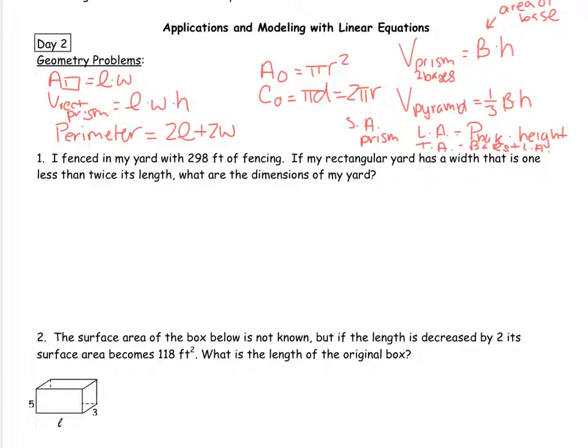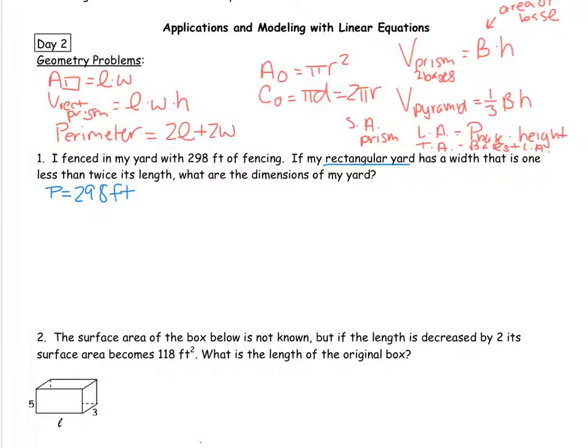Okay, so let's go ahead and try some of the Algebra 2 problems that you're going to see that use these geometry formulas. So it says, I fenced in my yard with 298 feet of fencing. If my rectangular yard has a width that is 1 less than twice its length, what are the dimensions of my yard? So I like to start these problems by writing down what I know. I fenced in my yard with 298 feet of fencing. It means that the perimeter of the yard is going to be 298 feet.